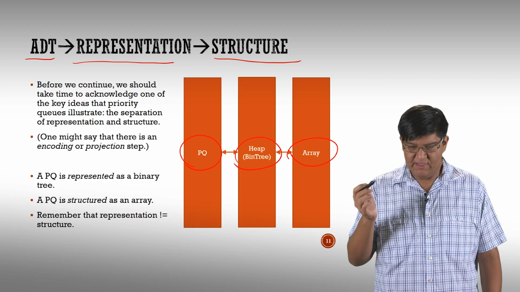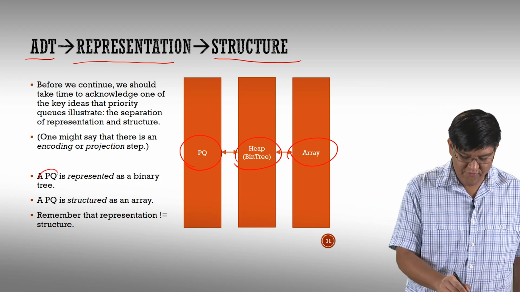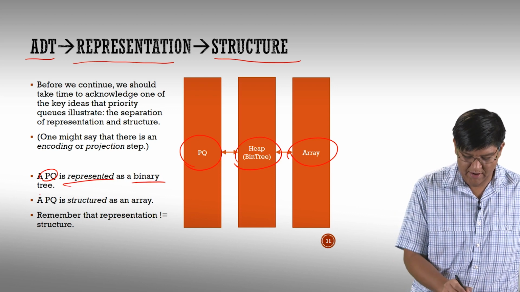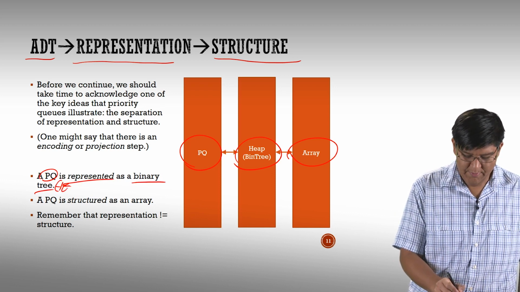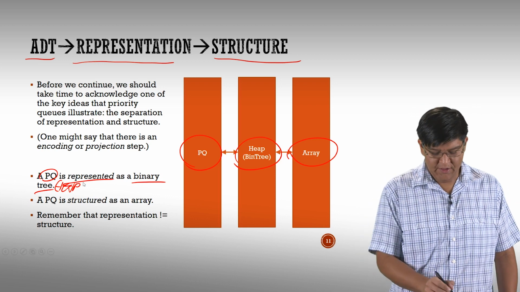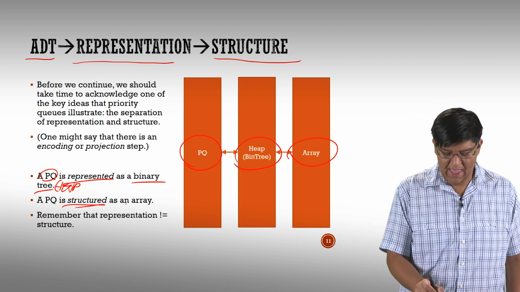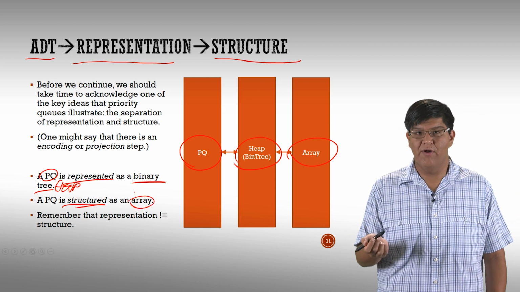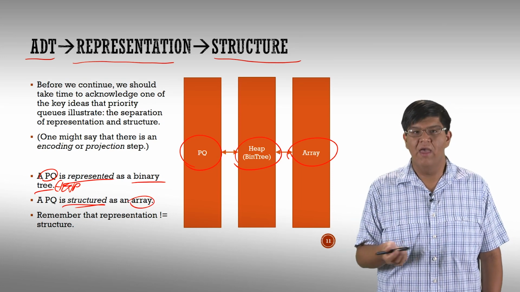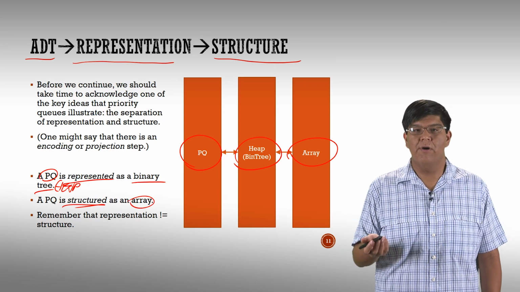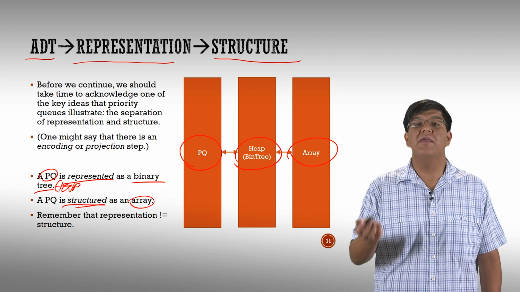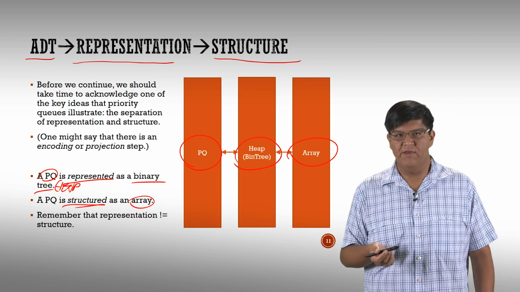So these are three different levels here. Our priority queue is represented as a binary tree, or as a heap. But then that particular heap or tree is being structured as an array. So the data structure behind the priority queue is an array, even though that array is being used to store a priority queue, to store a heap representation. Those are different things.